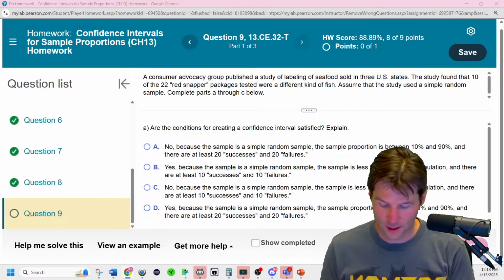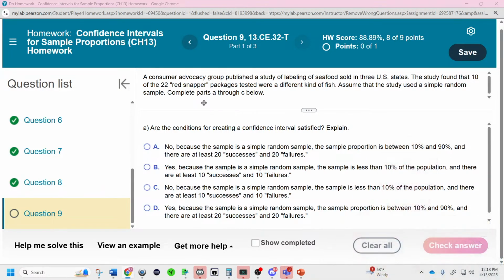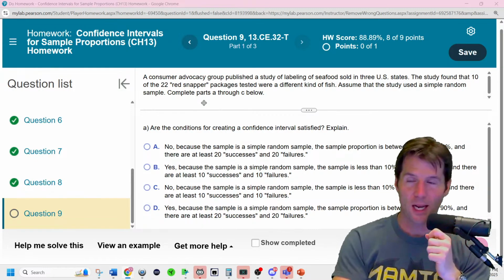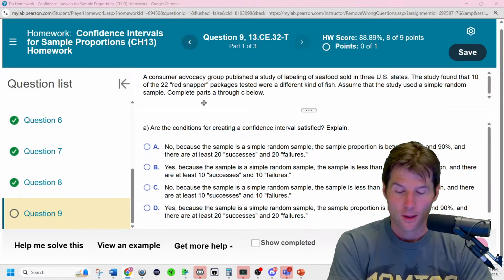Okay, last one right here. We could do the next confidence role homework too. A consumer advocacy group is trying to figure out if the fish are actually the fish that are labeled the red snapper. So they're going to buy these fish and then open up the packet and have a red snapper expert say, yeah, that's red snapper right there. So it's going to be interesting how this goes.